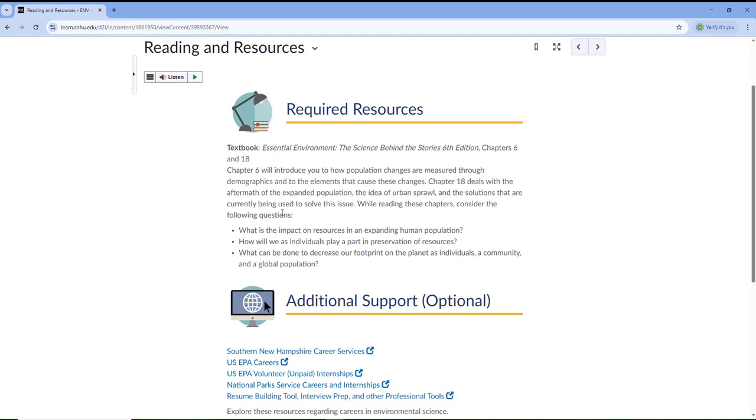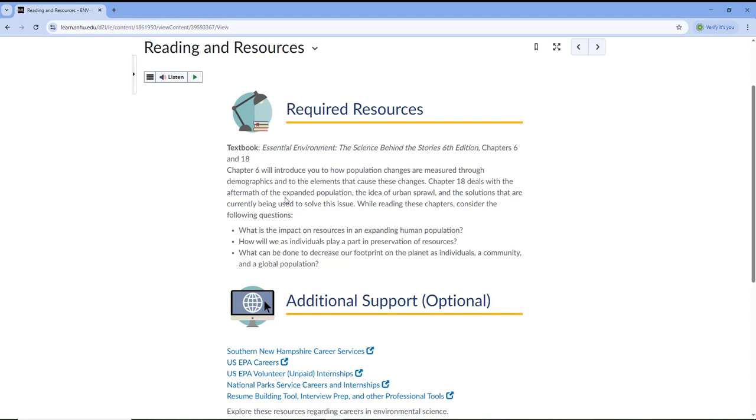All right, so let's look at the resources that we'll cover this week. Basically it is just your chapter reading. We'll cover chapters 6 and 18 this week. In chapter 6, we'll look at population changes through a branch of science known as demography, which looks at how populations change. And then chapter 18 deals with the aftermath of the expanded population: the idea of urban sprawl and possible solutions that we could use to solve that issue.